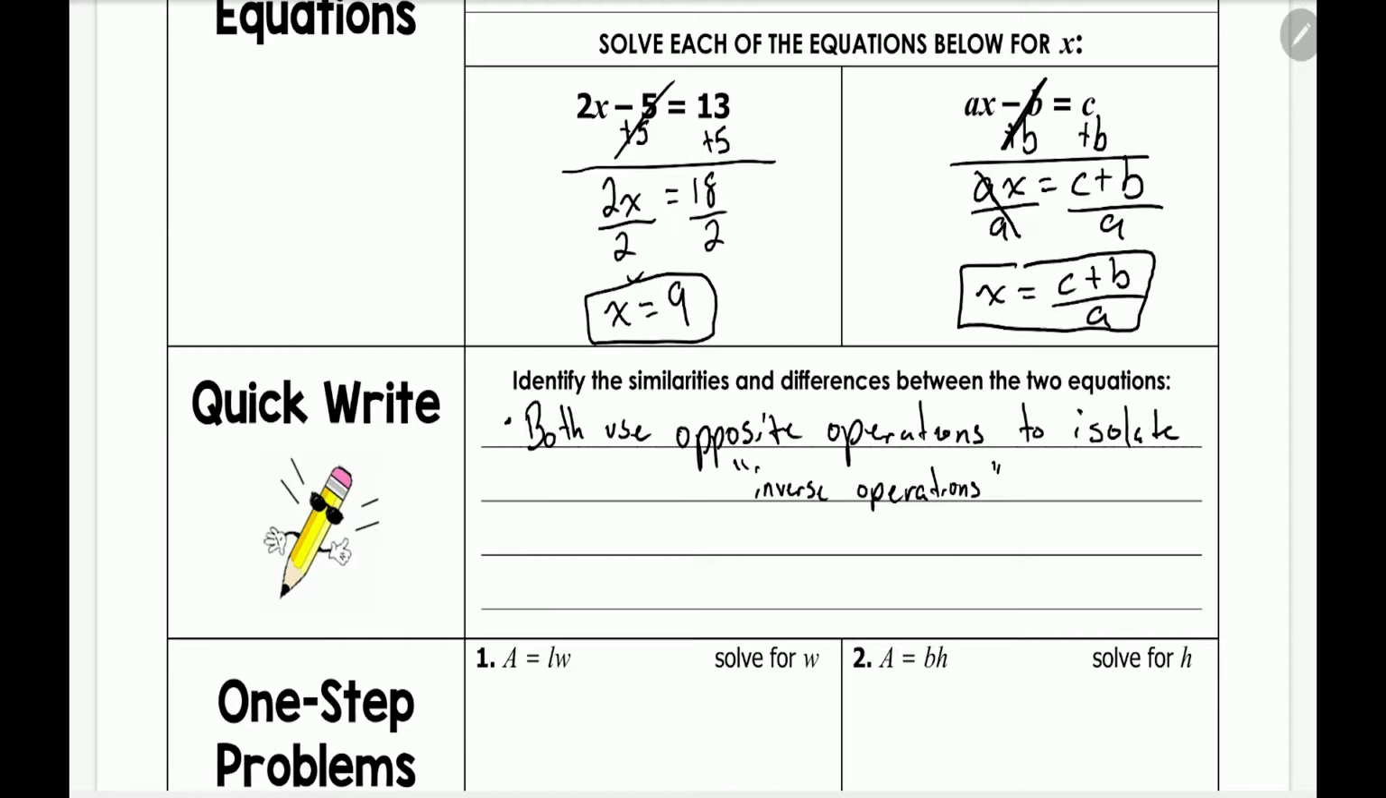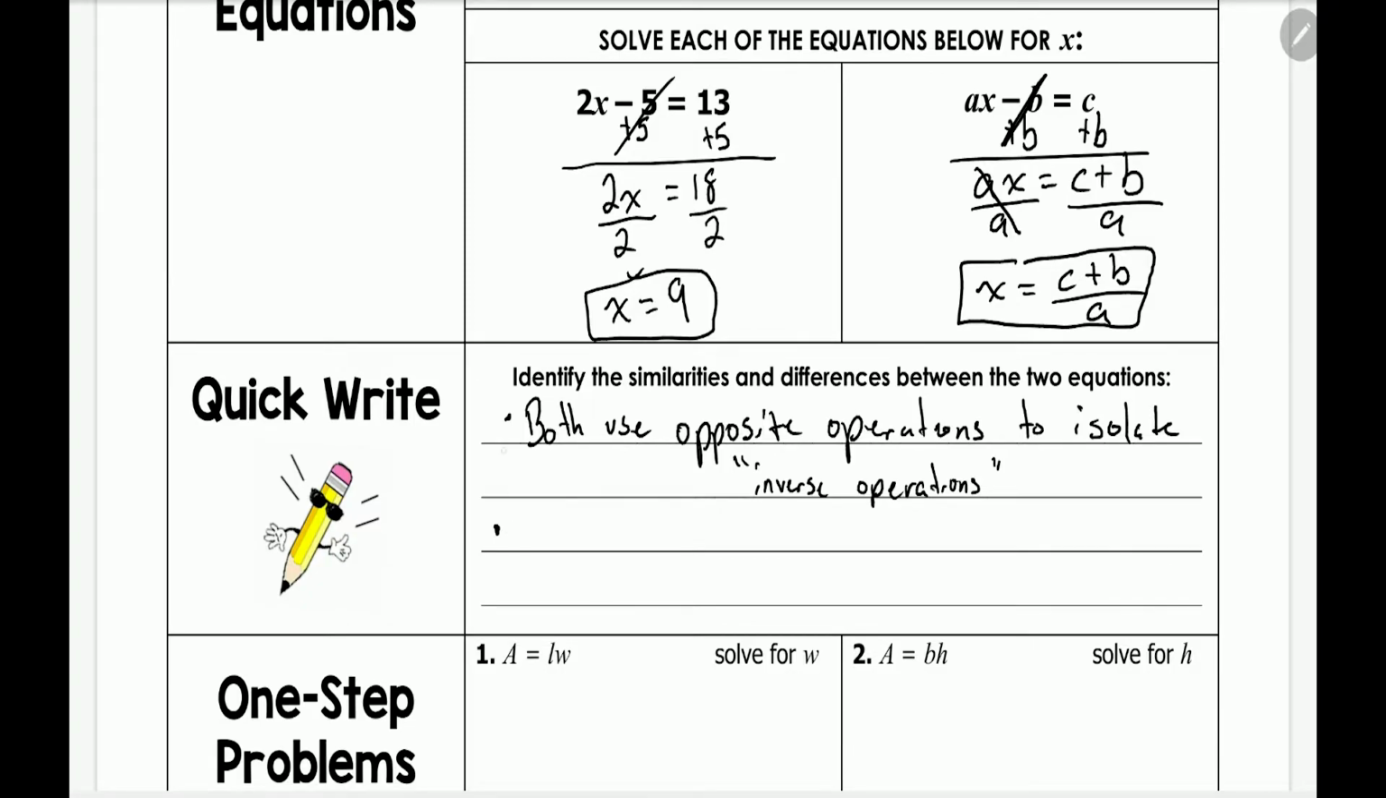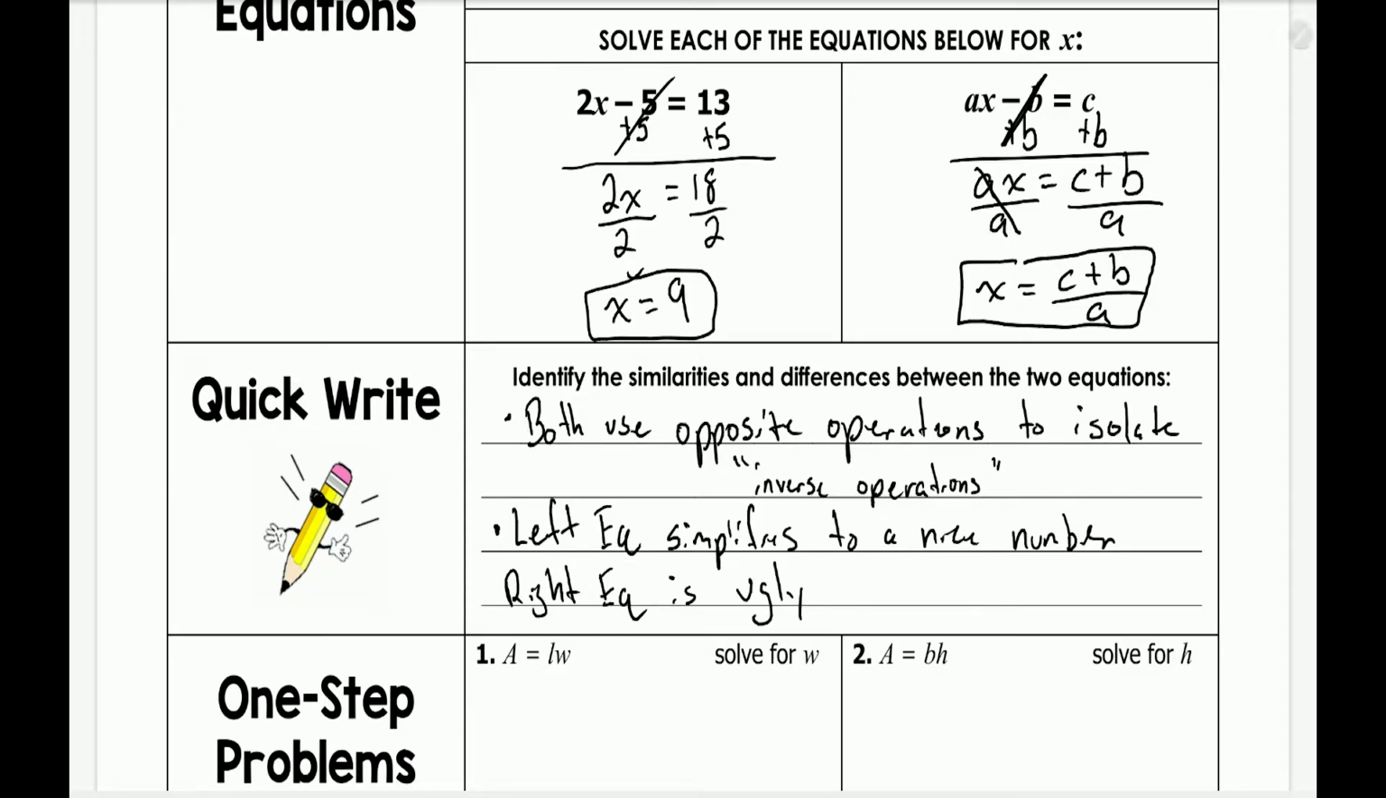All right? And then the difference would be the left equation simplifies to a nice number, while the right equation does not. It's ugly. So I'm just going to say right equation is ugly. And it's ugly because there's so many different variables. It's just not a number.